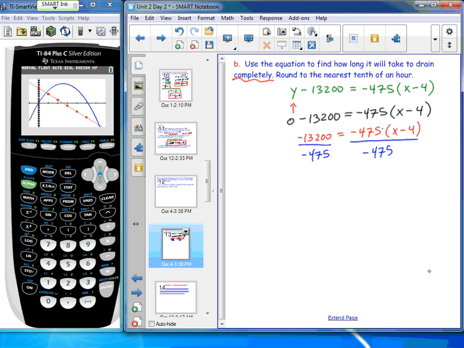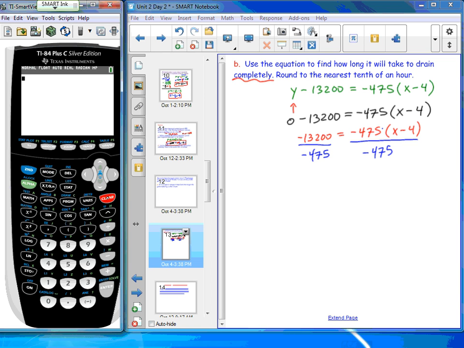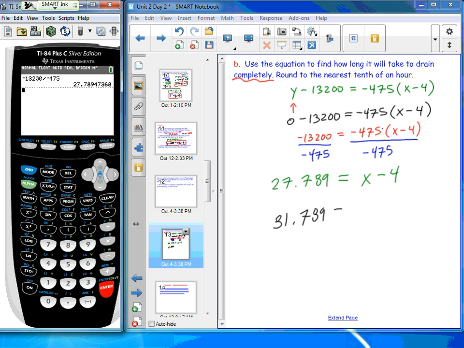So I went ahead and divided both sides. I divided negative 13,200 gallons divided by negative 475, and I got about 27.789. I'll keep some places here because my final answer has to be accurate to tenths, so I'll keep 27.789. That's more than tenths. And then I'll go ahead and finish it out by adding 4 to both sides. So plus 4 plus 4 looks like 31.789 equals x.